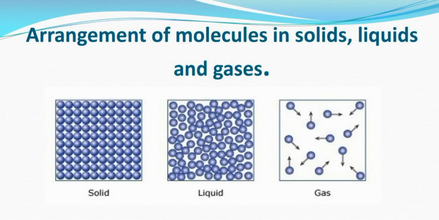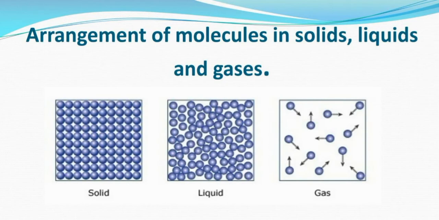As you can see, whenever we pour liquid in any container or a tumbler, it takes the shape of that vessel. So liquids do not have a fixed shape, but they have a fixed volume.